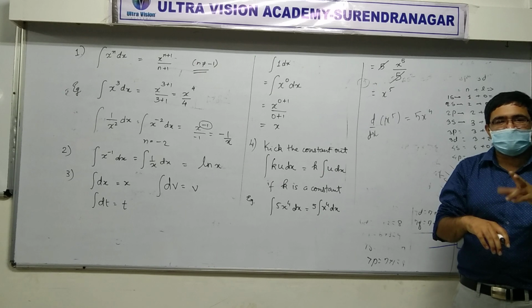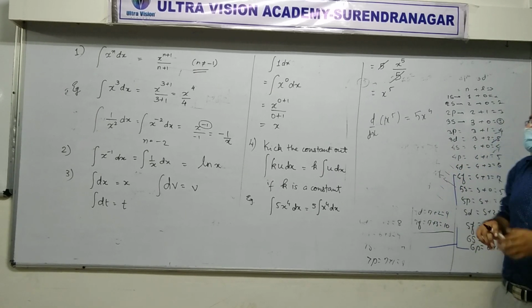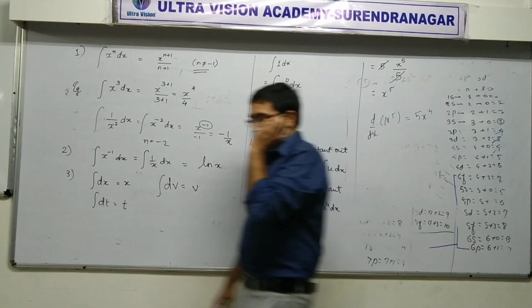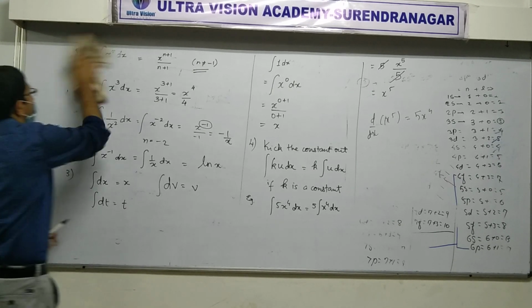Just like square and square root. Square of 3 is 9. So square root of 9 is 3. Like that. Got it? Yes. Fine. So that is rule number 4, which is keep the constant. Now addition, subtraction.